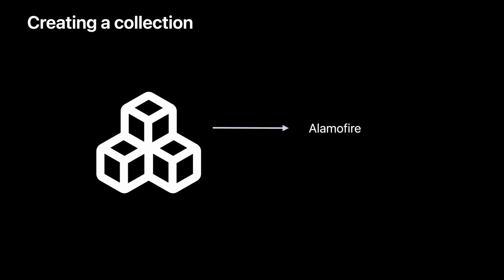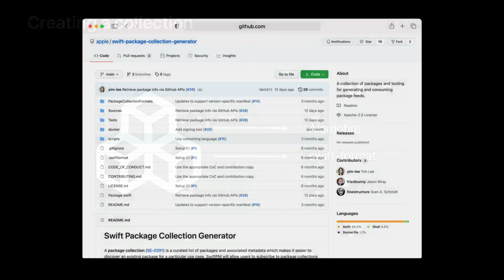We like to use Alamofire to make network requests, so we added it to the collection. Additionally, we also want to keep the formatting of our project consistent, so we also use swift-format. Now that we know which packages we want to have in the collection, let's continue and create it.